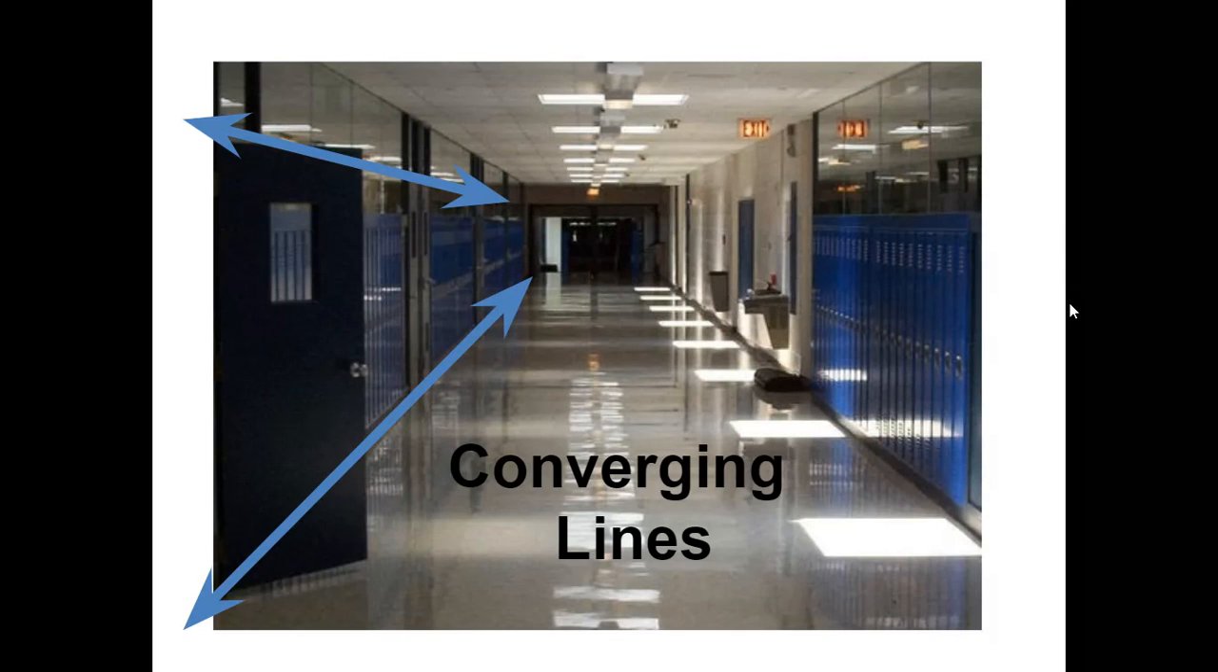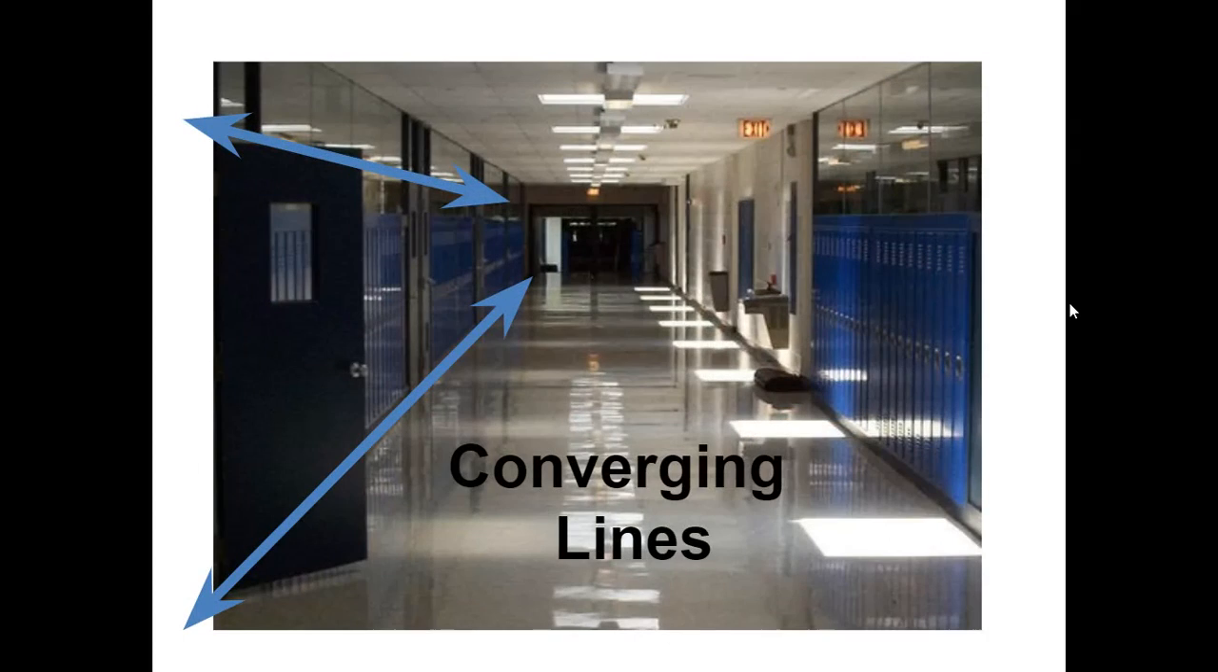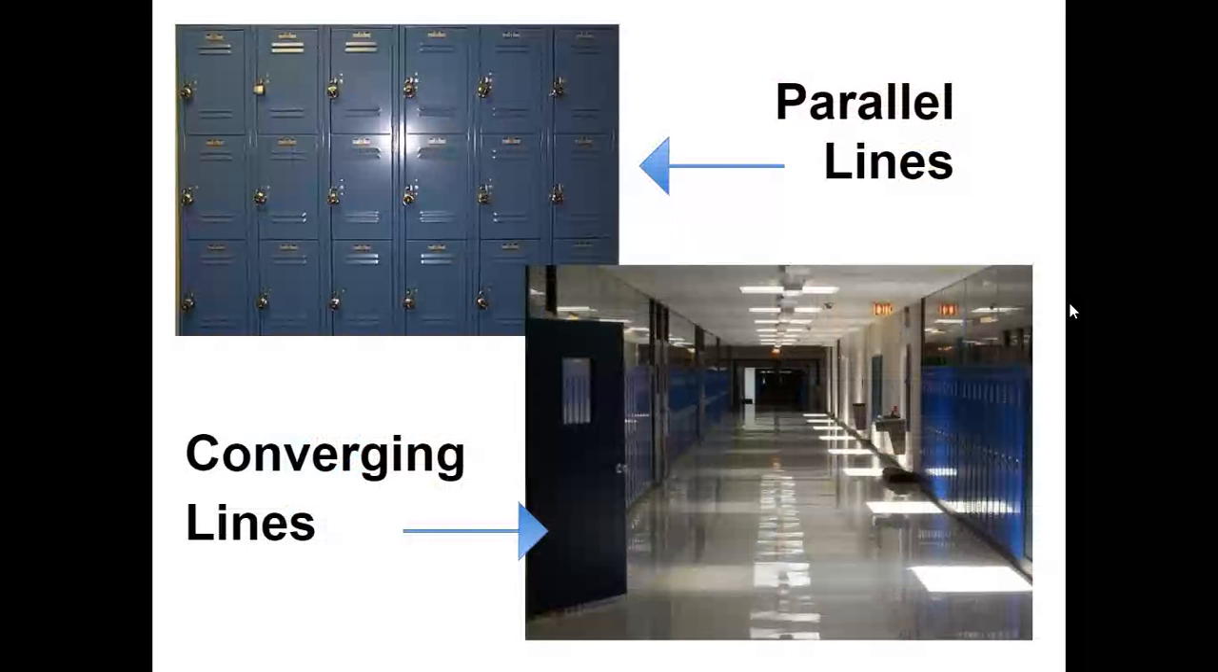But if we pretend to tilt our head and look down the alleyway or the hallway, you'll notice that these parallel lines seem to converge on that vanishing point. So these are called converging lines. They're parallel lines in reality, but in perspective, they are known as converging. I just want to make sure we understand the difference between parallel lines versus converging lines.